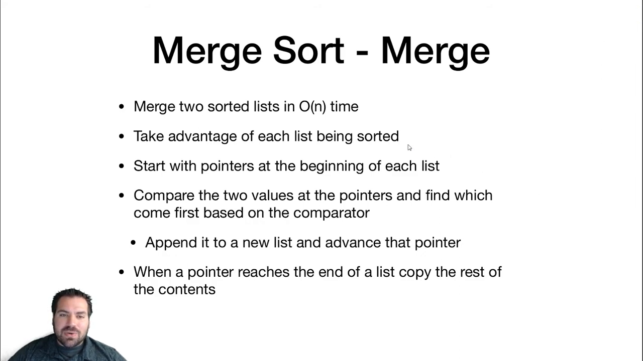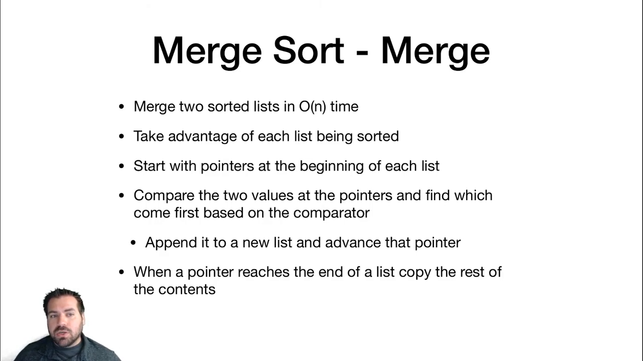So we need to merge 2 sorted lists in O(n) time. That's our goal here. And very importantly, we have to take advantage of the fact that these lists are sorted. If the lists were not sorted, if our goal is to merge 2 unsorted lists in O(n) time, that's the same thing as sorting in general.